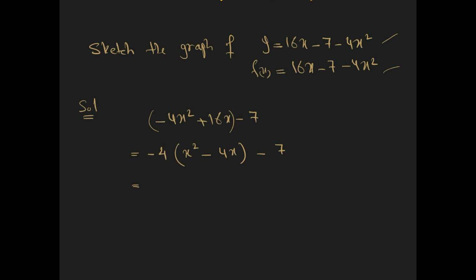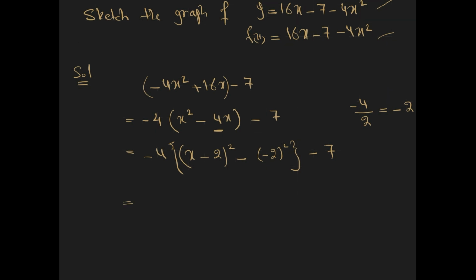Just a quick review: focus on this number, which is the coefficient of x. This is −4, and divided by 2, you will get −2. Now, our completed square form will be (x − 2)², and then subtract the square of −2 from the bracket, and −7.